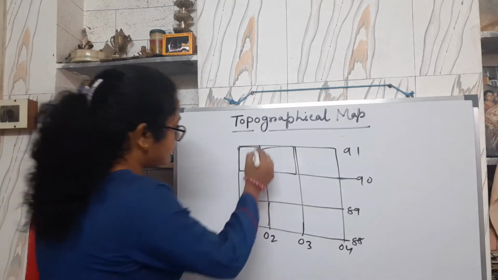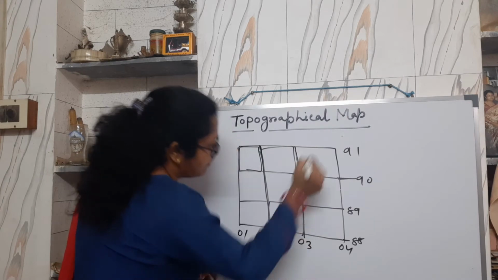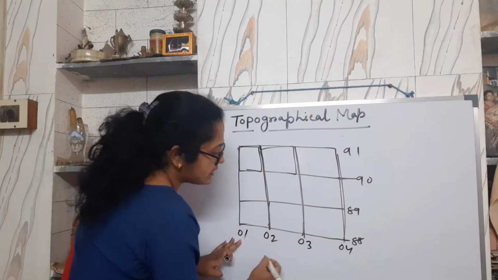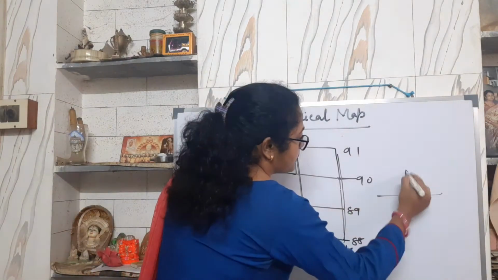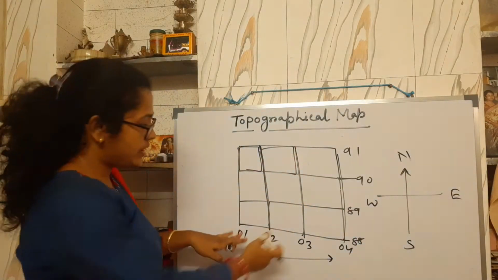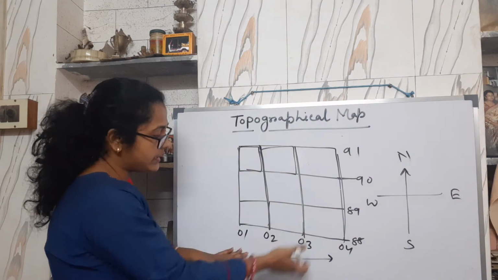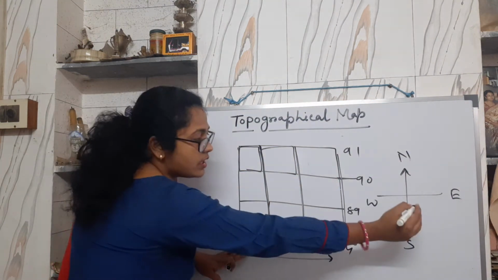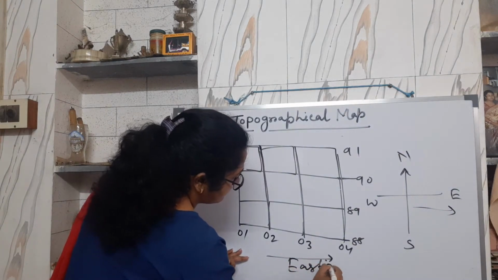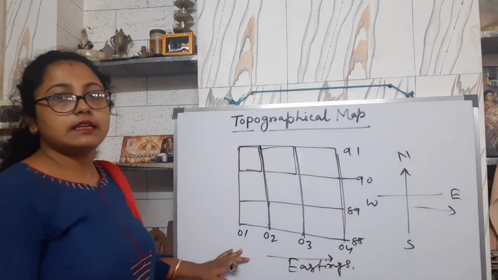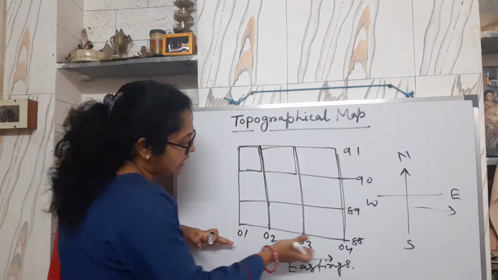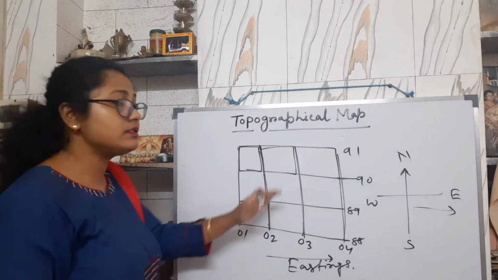See these vertical grid lines, the values are increasing towards the east. As you know, this one is north, south, east and west. So the values of the vertical lines are increasing towards the east. These vertical lines are known as eastings, because the values are increasing towards the east.